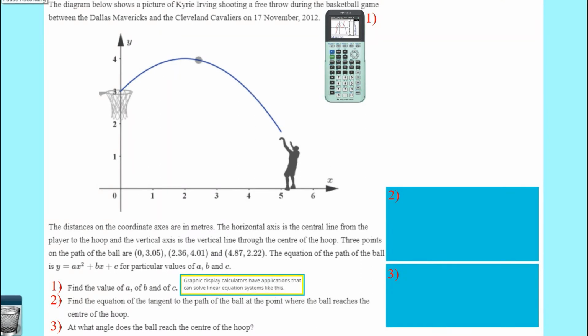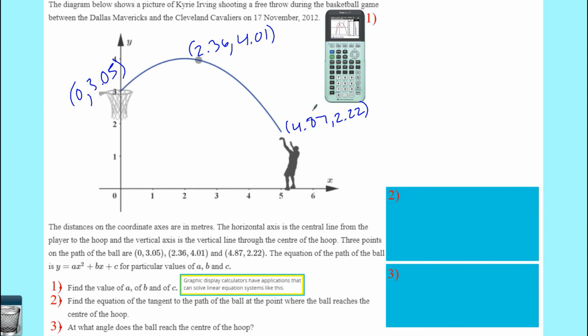All right, so hopefully by now you've had time to pause the video, read the problem, know what it's talking about, okay? So the first thing I like to do is I like to label things. So here we've got these points. So I'm going to put 0, 3.05 and 2.36, 4.01. And where he is 4.87, 2.22. Okay, so the 3 points on the path of the ball, we've got those.